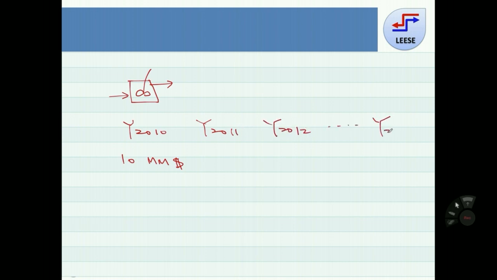So we have the reactor. I bought it in 2010 at 10 million, okay? What about 2011? What about 2012? What about 2020? I'm expecting to operate this plant for the next 10 years. I bought the reactor in 2010 and I'm going to use it until 2020, at the price of $10 million.